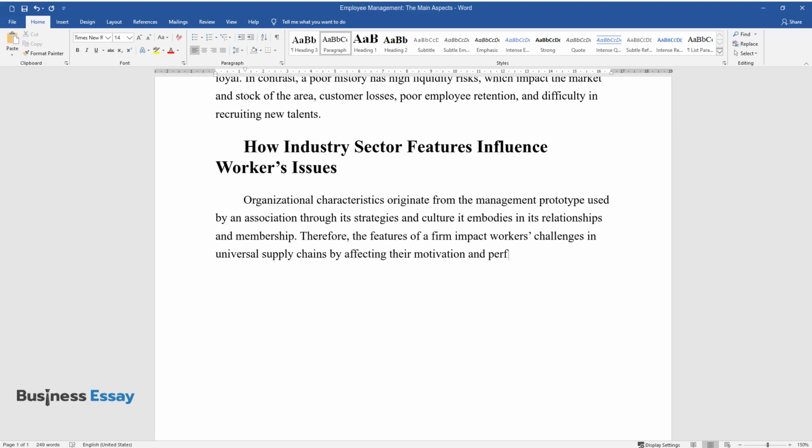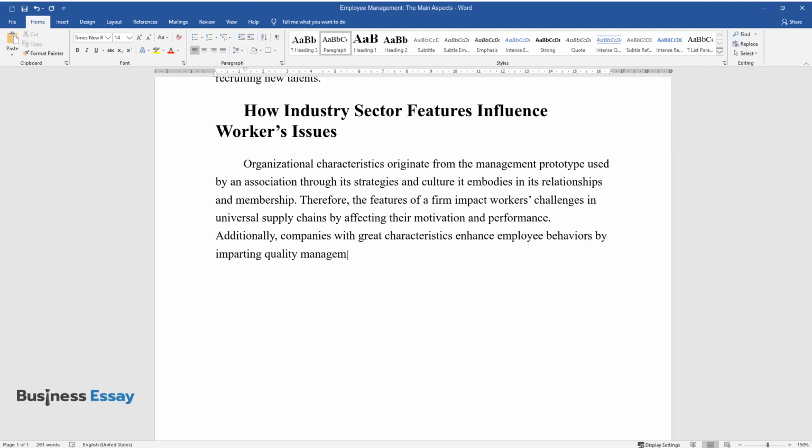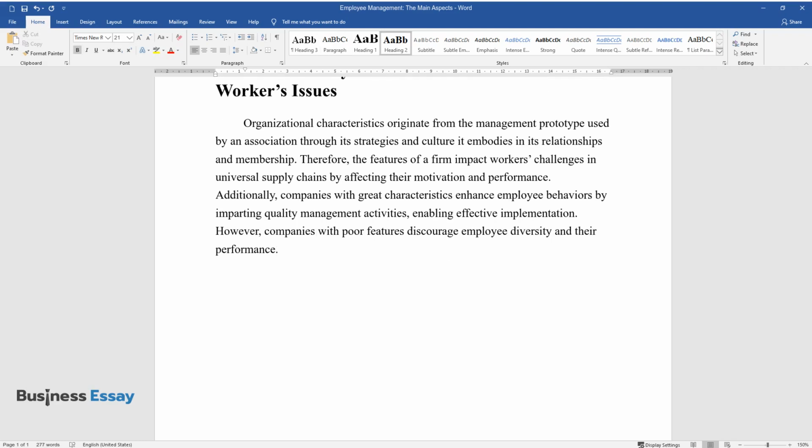Additionally, companies with great characteristics enhance employee behaviors by imparting quality management activities, enabling effective implementation. However, companies with poor features discourage employee diversity and their performance.